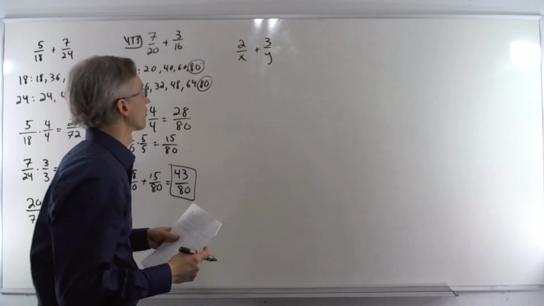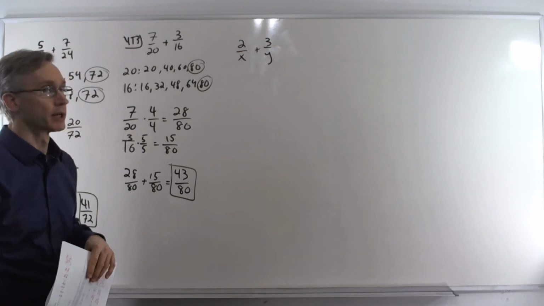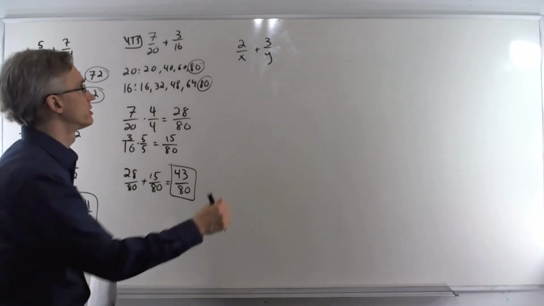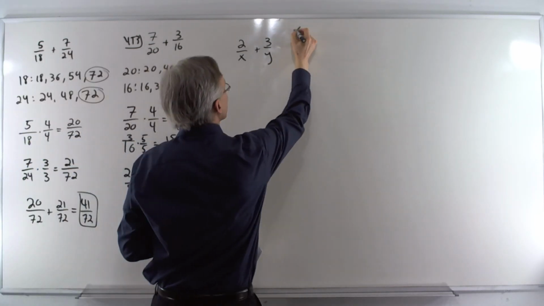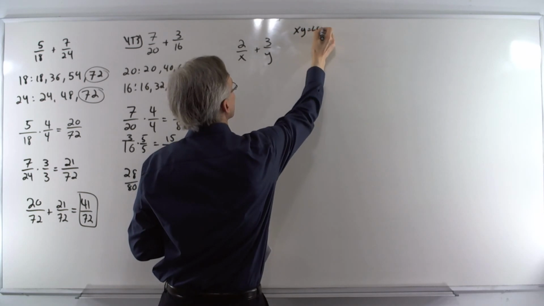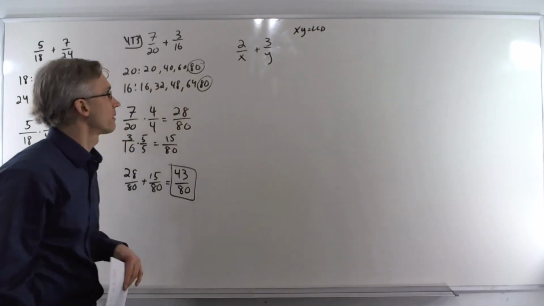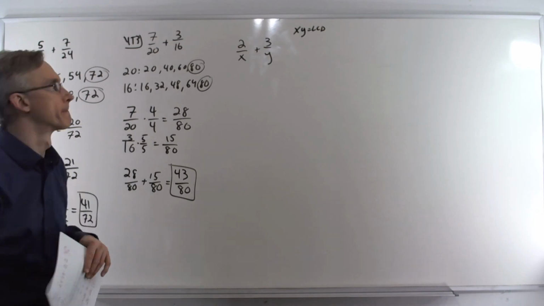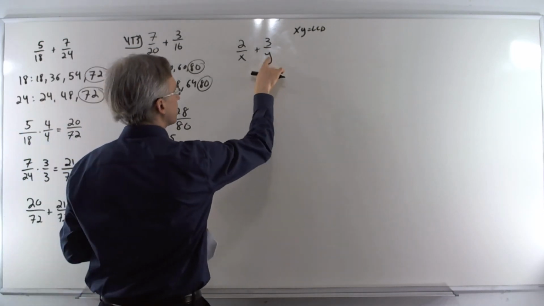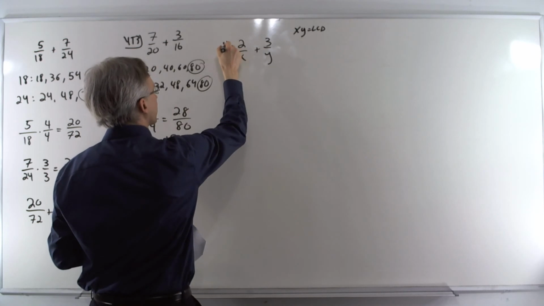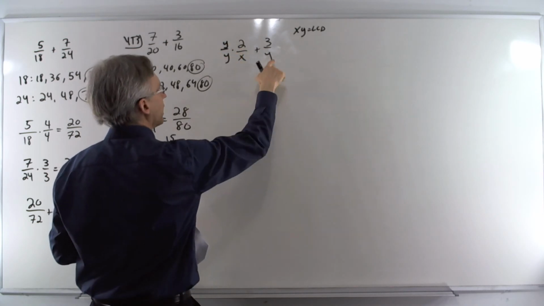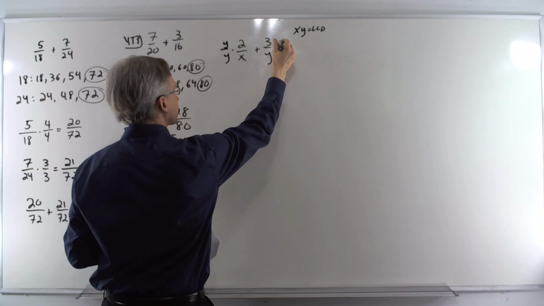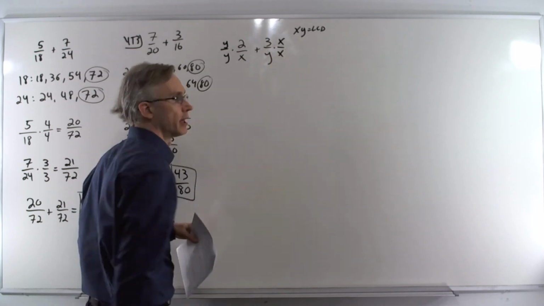2 over x plus 3 over y. Now looking at our two denominators, we have two distinct bases, x and y. They're both to the first power, so just multiply them together and we get an LCD of x times y. All right, this one is missing the y, so we'll multiply the first fraction by y over y. And this fraction is missing the x, so we're going to multiply that fraction by x over x.